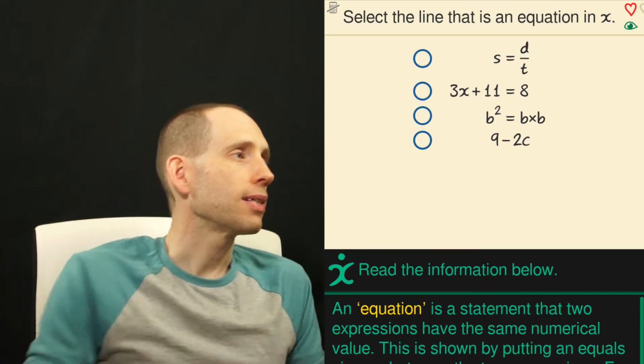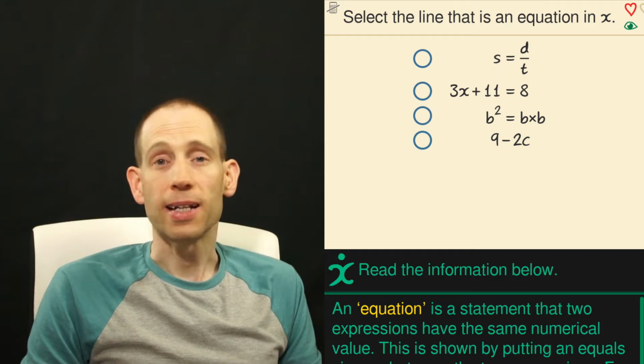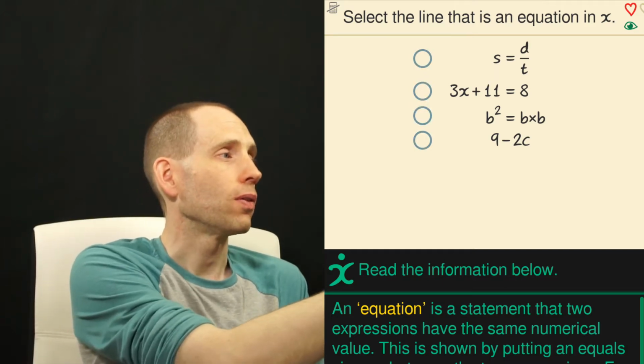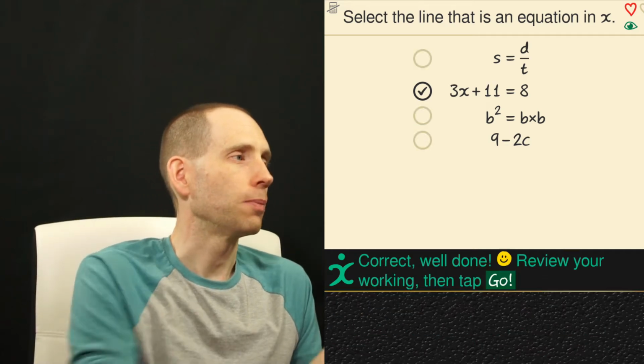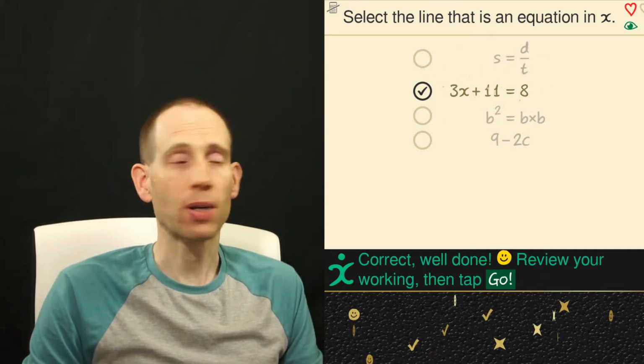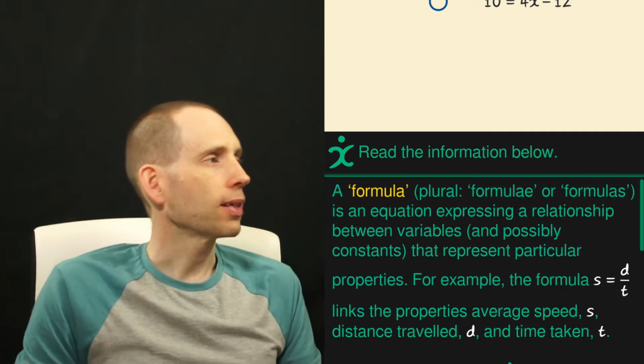So this question here, select the line that is an equation in x. So I'm looking for the one that has an x in it and is an equation. So it's that one there. Okay, so go on to the next one.